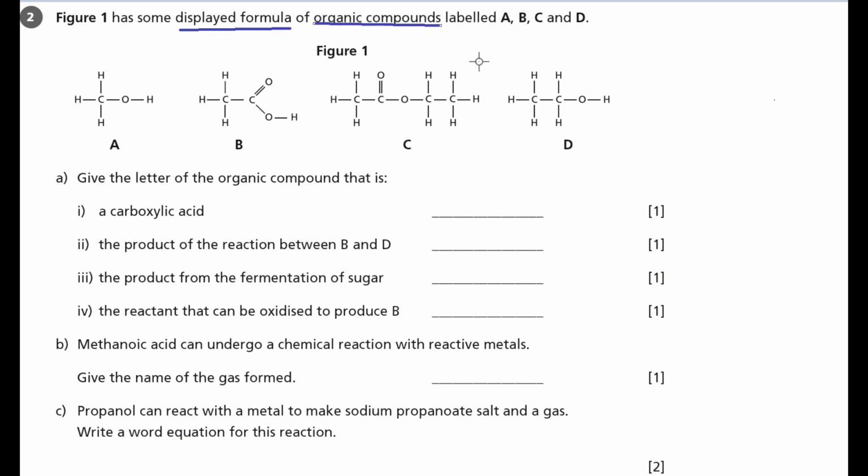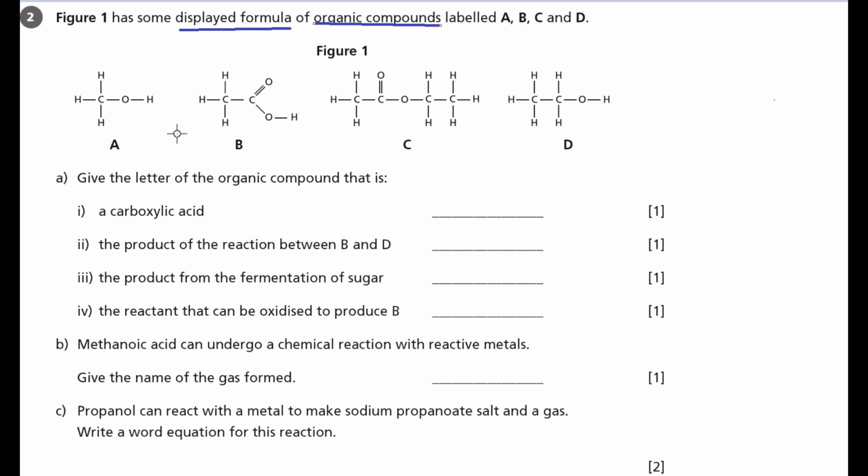Now, organic compounds contain mainly carbon held together by covalent bonds, and they will have hydrogen and other elements such as oxygen and nitrogen present. And we've been given 4 different organic compounds here. Now, you're not expected to know the names of these, we just refer to them by their letter. Let's look at part A.